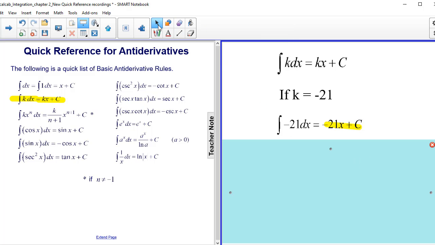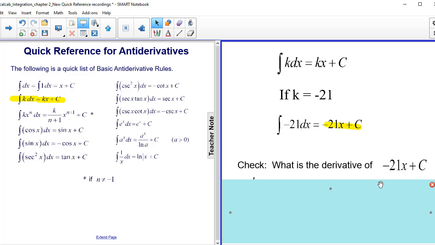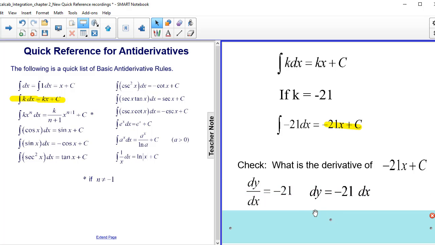To go a step further, normally you wouldn't be asked to do this, but I just want to illustrate a point. I'm going to find the derivative of negative 21x plus c to show you that it takes us back to what our antiderivative was. So if I differentiate negative 21x plus c, I have that dy dx is equal to negative 21. So the derivative of negative 21x is negative 21. The derivative of c, or the derivative of any constant, is 0.